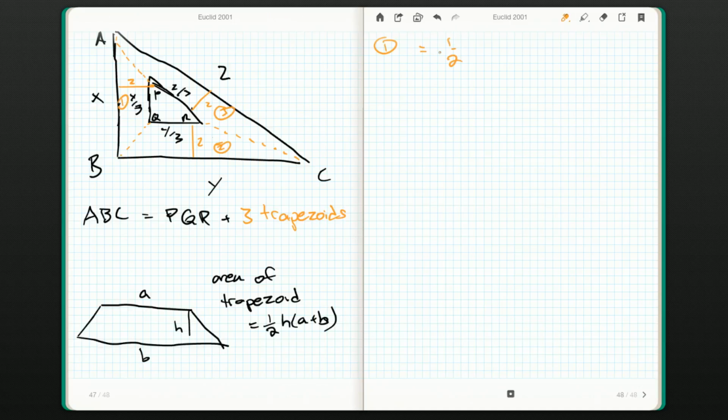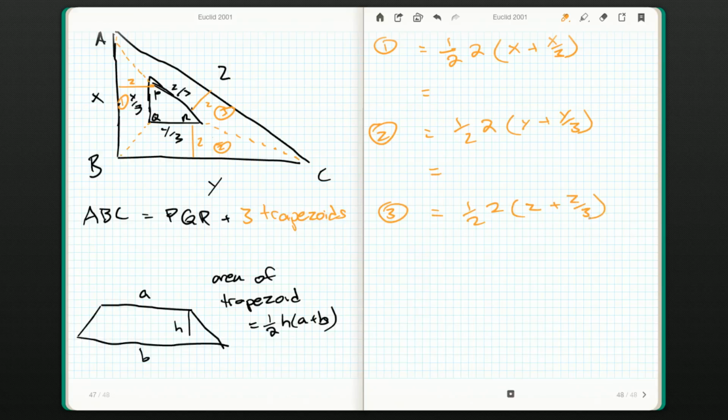So it's 1/2, the height is 2, and then we have x plus x over 3. And we'll leave a little space for the calculation there. For 2, we have 1/2, the height is still 2, and now we have y plus y over 3. And for 3, we have 1/2, the height is still 2, and the big base is z, and the small base is z over 3. So the 2's are going to cancel out, and we're just going to be left with 4x over 3, and 4y over 3, and 4z over 3.